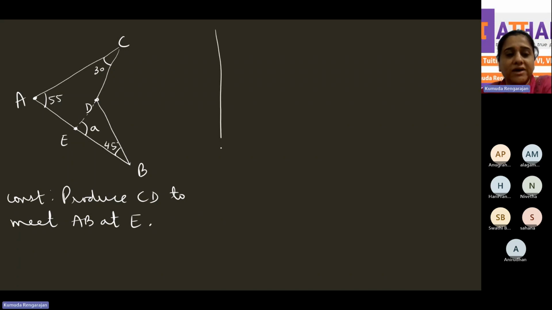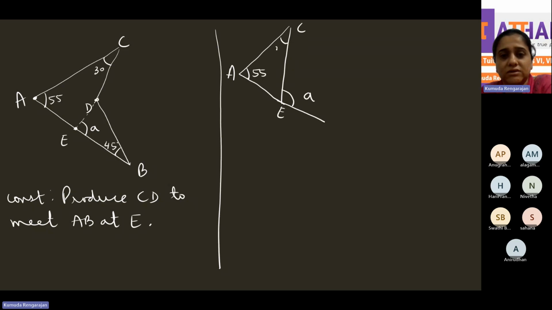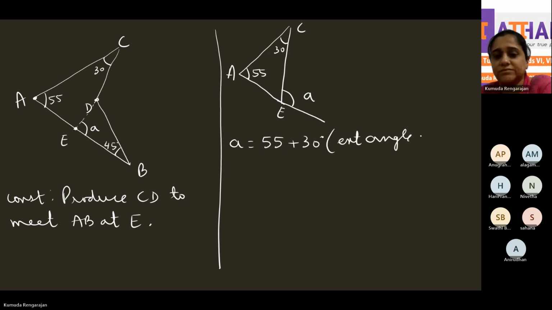Now, what is A? Exterior angle. A is the exterior angle of the triangle AEC. This is the triangle AEC. This is the exterior angle A. This is 55. This is 30. A is equal to 55 plus 30, exterior angle property. So A is equal to 85 degrees.